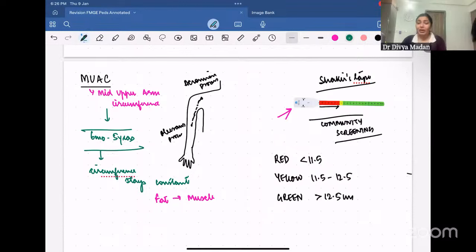So if my child is lying within the green zone, that is, the mid-upper arm circumference is more than 12.5, then the nourishment of the child is considered to be normal. But if the child's mid-upper arm circumference is less than 11.5 centimeter, the child is severely malnourished. And in the yellow zone, the child is malnourished. So these are the important age-dependent parameters and age-independent parameters.